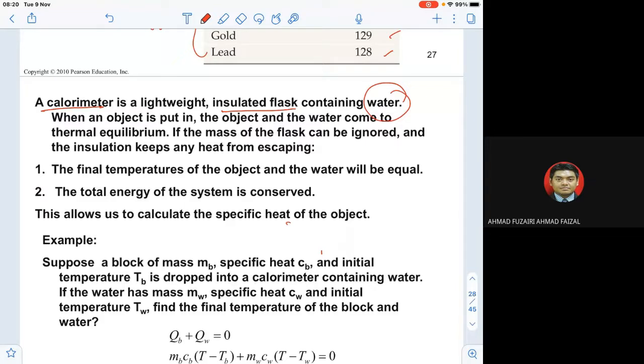Cover it so that no heat can come in or go out easily. When an object is put in, the object and the water come to thermal equilibrium. If the mass of the flask can be ignored and the insulation keeps any heat from escaping, what will happen? Number one, the final temperature of the object and the water will be equal. How can it become equal? Because it has already achieved thermal equilibrium.